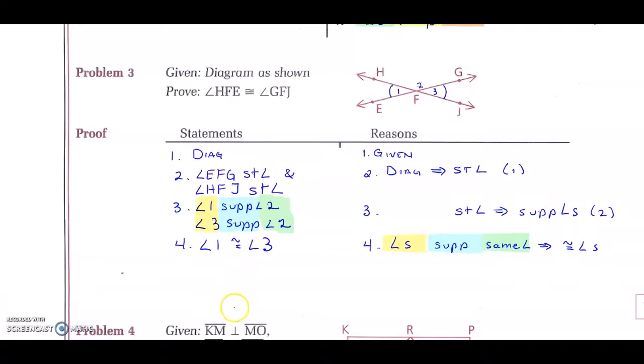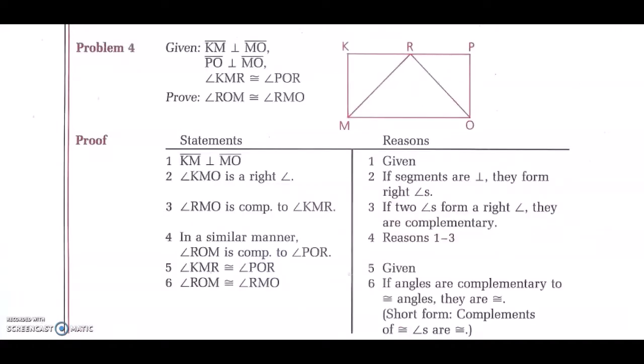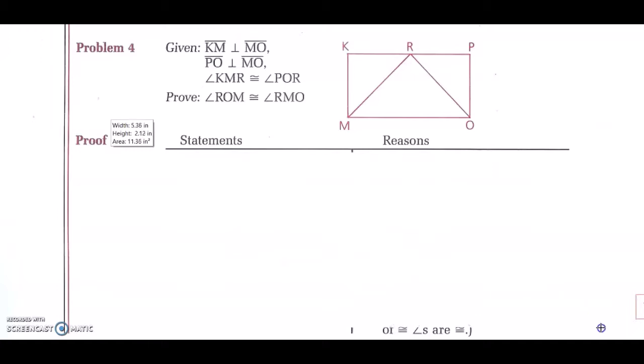Now notice in your book they had 6 steps. We combined it and it's now 4. In problem 4 here, there's also something I don't want you to do, where they do the reasons like this. I don't want you to do that in a similar manner. So let's write this proof from scratch. Oh, and they had 6 steps.